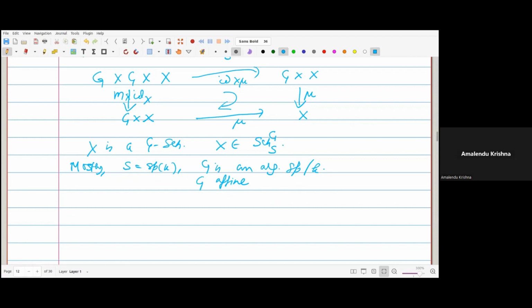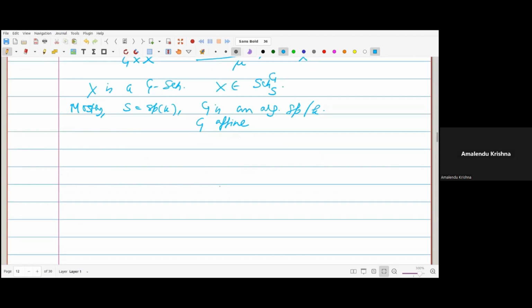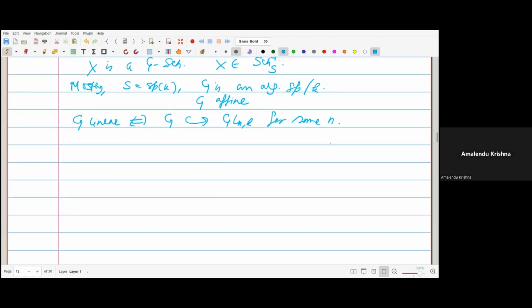So for us, an algebraic group is always an affine algebraic group. And we say that G is a linear algebraic group, which means that there is a closed embedding of G into some GL_n over K, for some n. In that case, we say that G is linear, for obvious reasons, because it's a closed subgroup of a linear group.